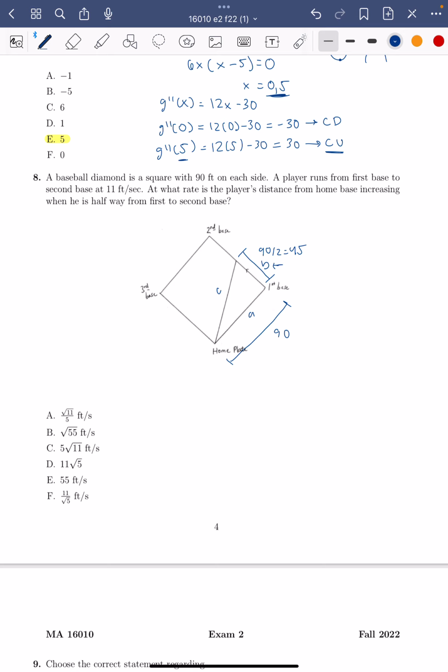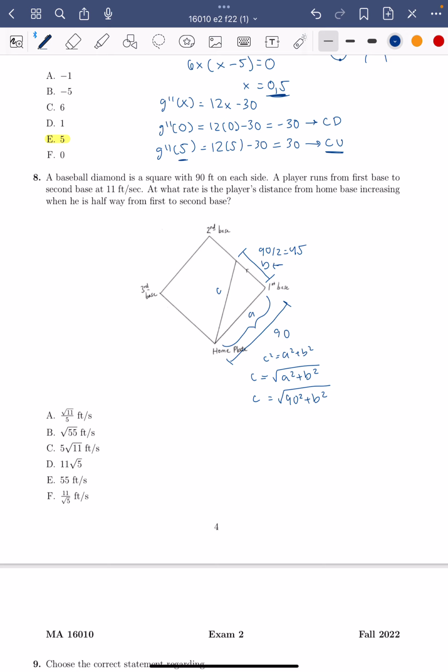So let's go ahead and set this up. This is a triangle, so we're going to use the Pythagorean theorem. C equals the square root of A squared plus B squared, and I got this from C squared equals A squared plus B squared. If we go ahead and plug in 90 for A, you get C equals the square root of 90 squared plus B squared. Again, this 90 is from this length right here.